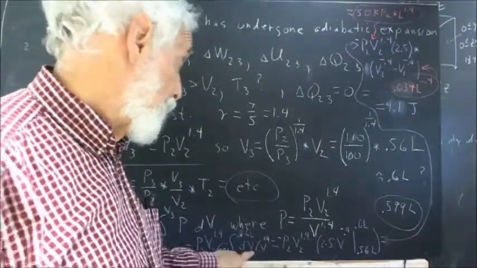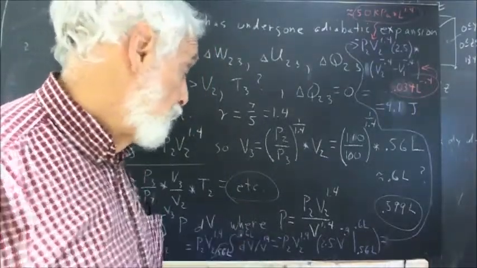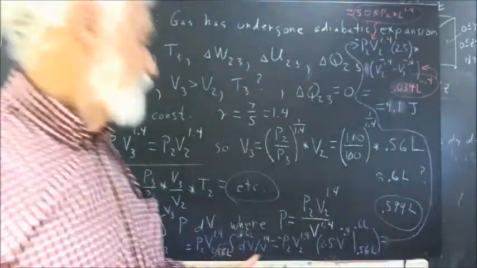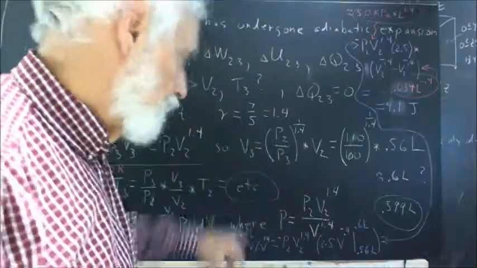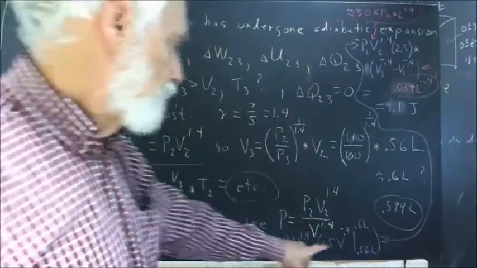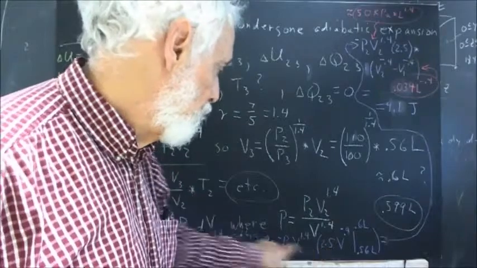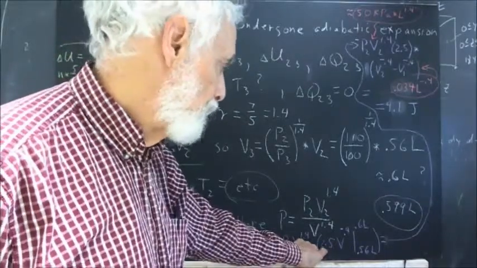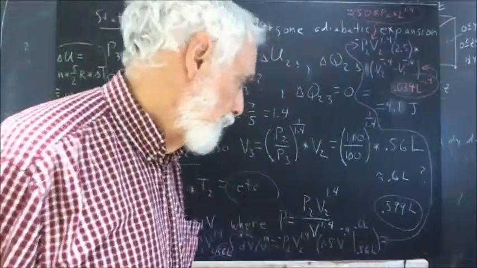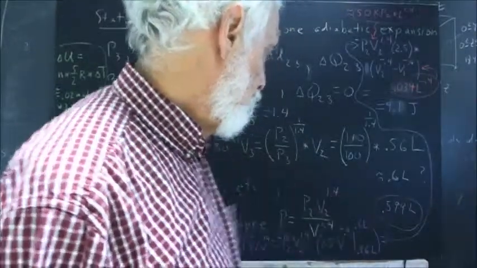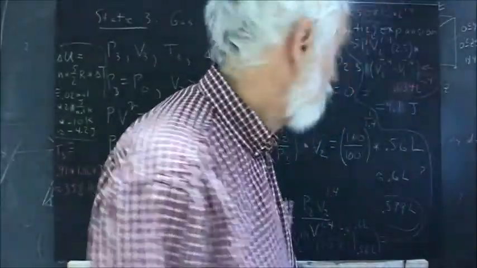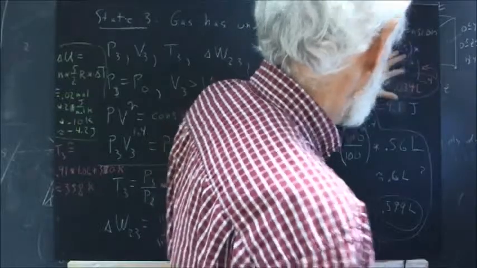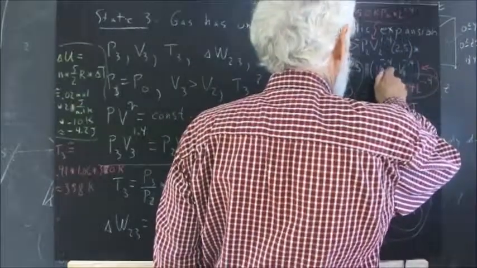Okay, well, the integral of dV over V to the 1.4 is what? It's going to be V to the negative 0.4 times the reciprocal of negative 0.4. The reciprocal of negative 0.4 is negative 2.5. We get this expression. Here's V2 and V3, 0.56 liters and 0.6 liters. We bring that up here, and I miswrote one thing here. This should be V3, this should be V2.